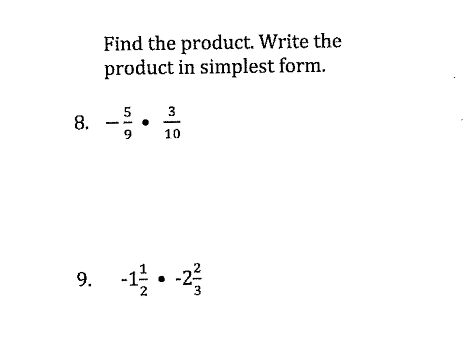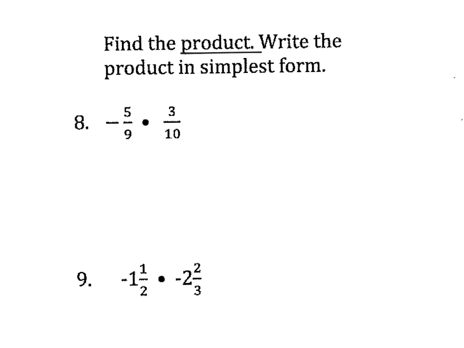Okay, for number 8, find the product. Write the product in simplest form. Product means the answer to a multiplication problem. Now remember that when you're multiplying with fractions, you can simplify before you multiply, but the rule is that you can only find one thing on the top or one thing on the bottom. You have to simplify in pairs, with one being on the top, one being on the bottom, or two things being on the top, two things being on the bottom.